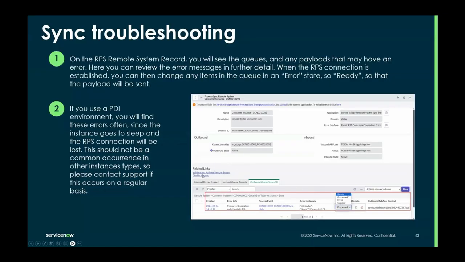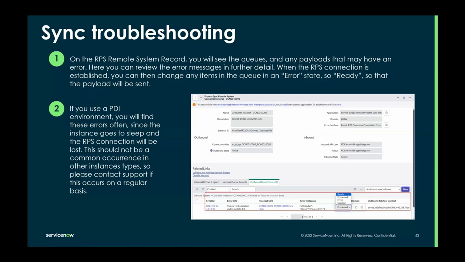But you also have what we see right here, this validate and activate remote system. That's something that I have done before as well under the RPS connection. Again, especially with PDI, PDI goes to sleep every day, so it wakes up and now it's actually available. So you can hit validate and activate remote system, and then you'll see that you still have the error that's in the outbound queue. You can put this into ready, save that record, and then that will go ahead and process it.